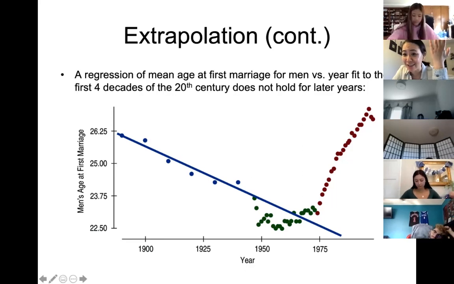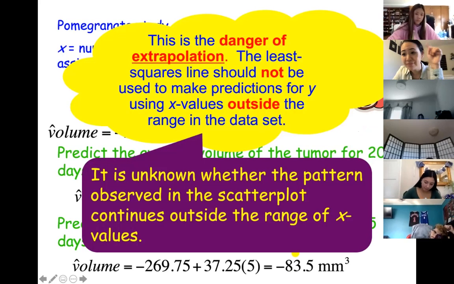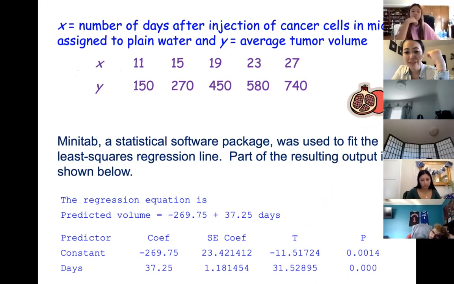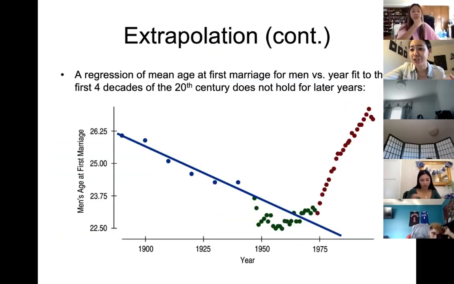Clearly, that trend did not continue. So we would not want to use this line to predict outside of those blue dots, the years in the blue dots. So that's extrapolation. Very dangerous. And the further away you get from the data range, the more dangerous it is. Any questions about extrapolation?